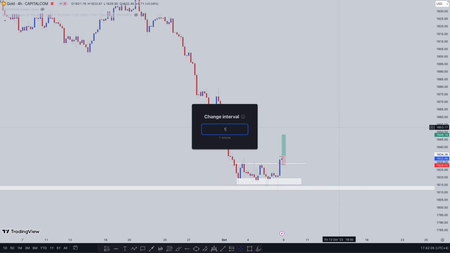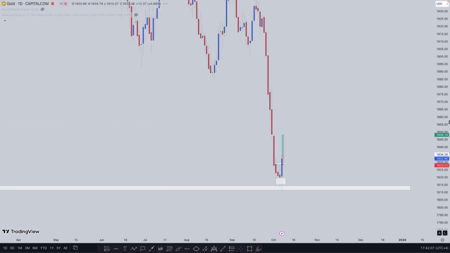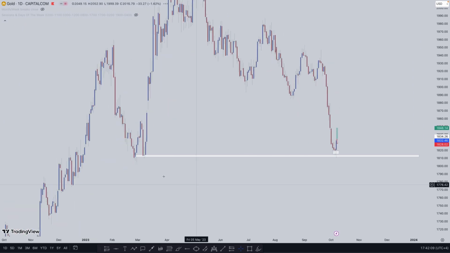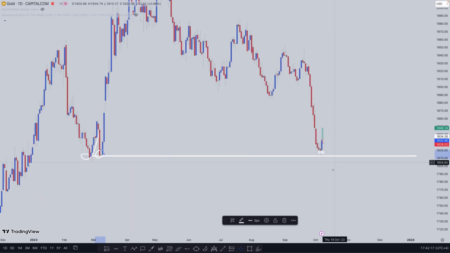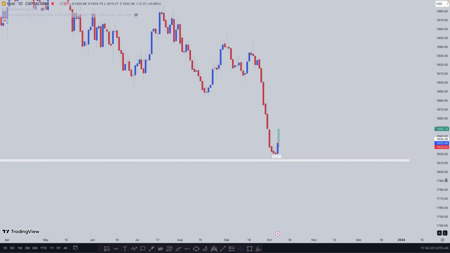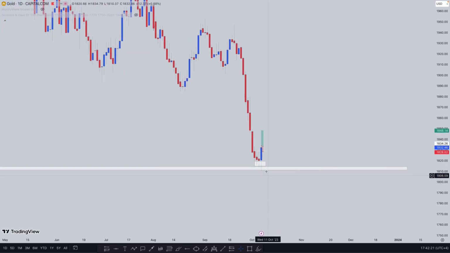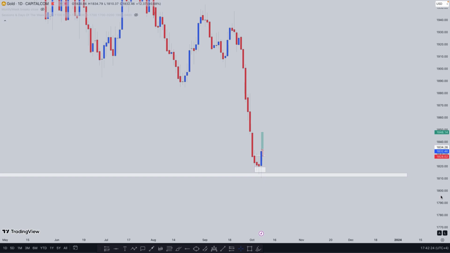If I go on the daily time frame, you'll see that we are sitting at an area of value. This is where we had a double bottom, right? So price rejected right here, pushed to the top, came back, rejected, and pushed all the way to the top. That is where we are right now. And even on the daily time frame, you can see how the candle closed for the day. This is a bullish engulfing, giving us indications that price is likely to push to the upside, right?